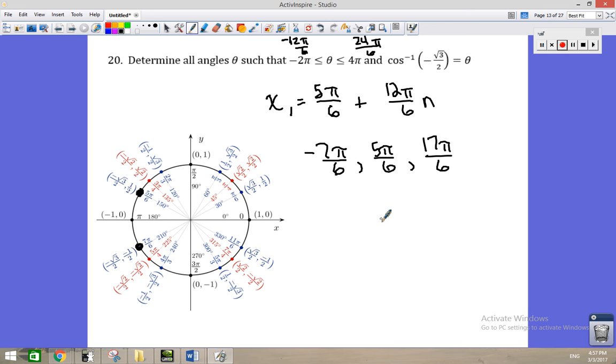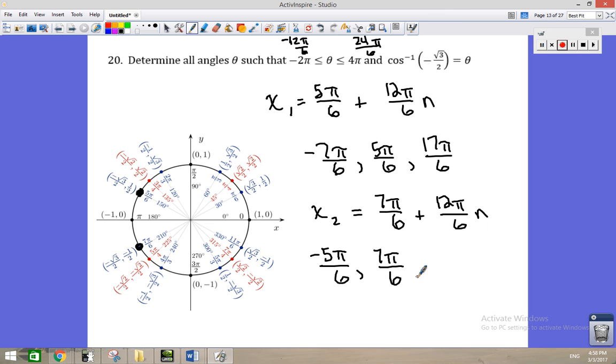Now remember, I said there were 6 solutions. We can get 3 solutions that are between negative 2 pi and positive 4 pi if we come down here and look at this second point at 7 pi over 6. Again, since the period of cosine is 2 pi, I'm going to add that period, but I'm going to write 2 pi as 12 pi over 6. And if n is negative 1, then I've got negative 5 pi over 6. Negative 5 is between negative 12 and positive 24. If I let n equal 0, I've got 7 pi over 6. If I let n equal 1, I've got 19 pi over 6.